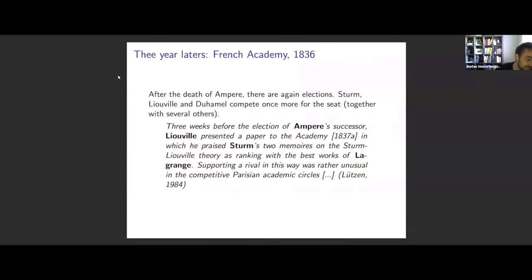3 years later, Ampère dies. And the election is again an election for who's succeeding Ampère. And what happened 3 weeks before the election is that Liouville gave a talk in front of the Academy praising Sturm, which apparently was a minor scandal in itself because he was supposed to praise himself. But he did not. He praised Sturm and said Sturm's memoirs and Sturm-Liouville theory are comparable to the best work that Lagrange ever did.